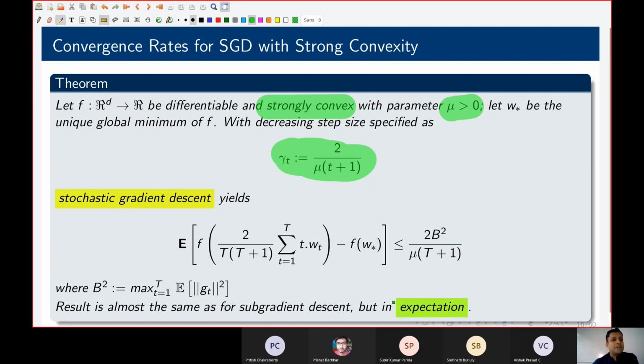Actually we didn't do subgradient descent, but it turns out in subgradient descent you can also get similar results. Now what is this? Can you help throw light on what this is doing here? F of 2 divided by t into t plus 1, t into wt. So there's this slightly different normalization. Yes, it's a weighted average.